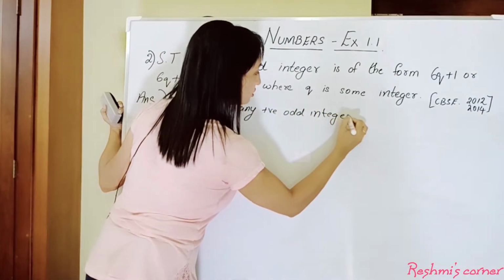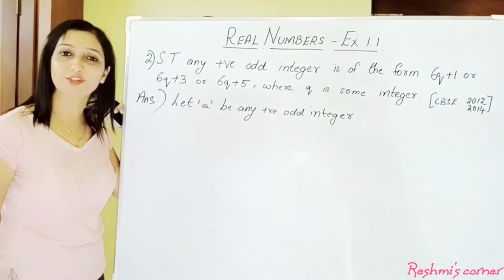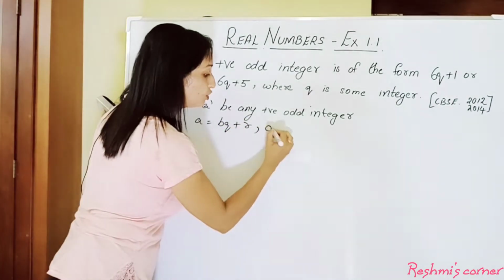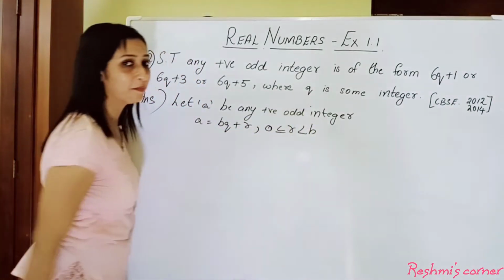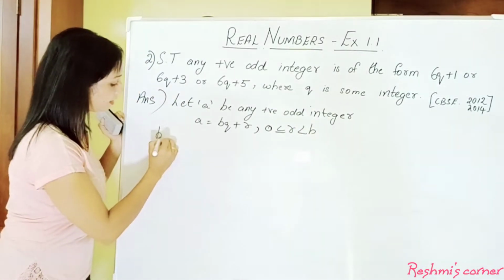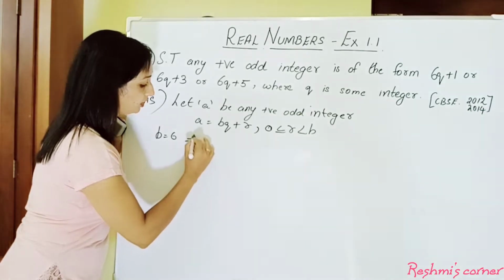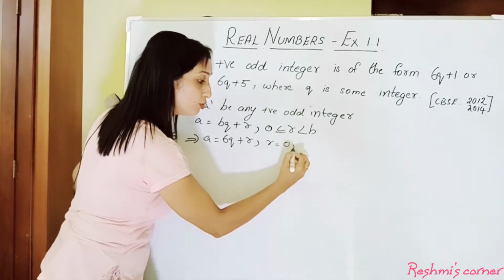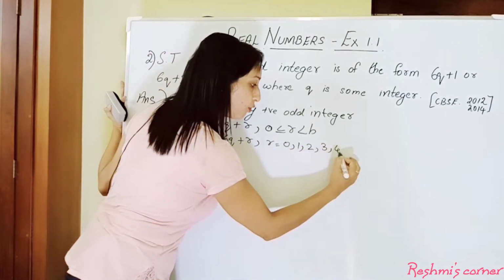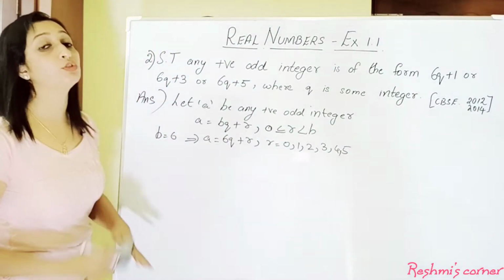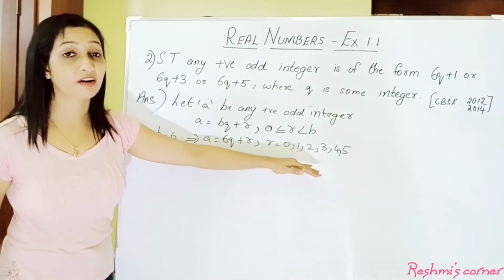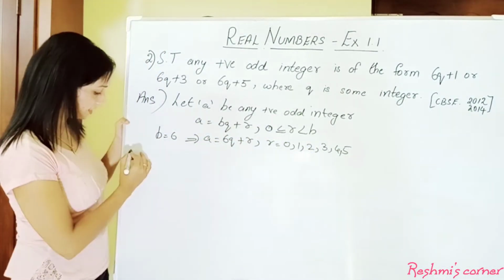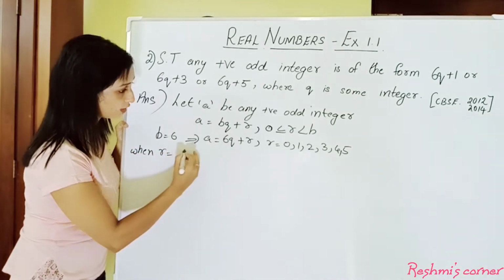Okay. So now, what do we know? We know Euclid's division algorithm. What do we know? a is equal to bq plus r, where 0 is less than or equal to r, less than b. Now, what is the b here? We take b as 6. Then we get a is equal to 6q plus r, where r is equal to 0, 1, 2, 3, 4 and 5. Now we are going to consider different cases of r, where r is equal to 0, 1, 2, 3 up till 5. Now let us consider the first case, that is when r is equal to 0.